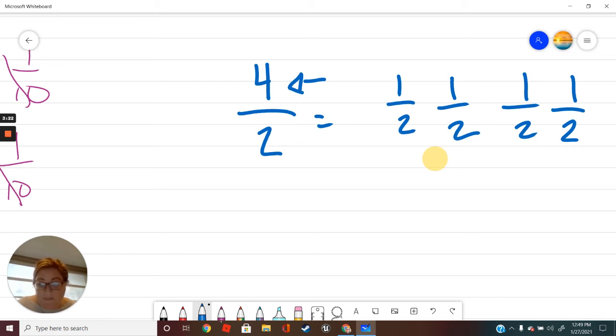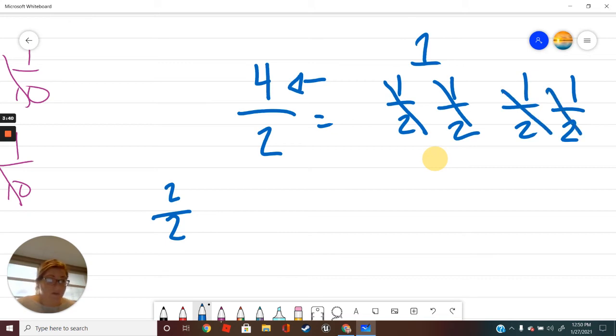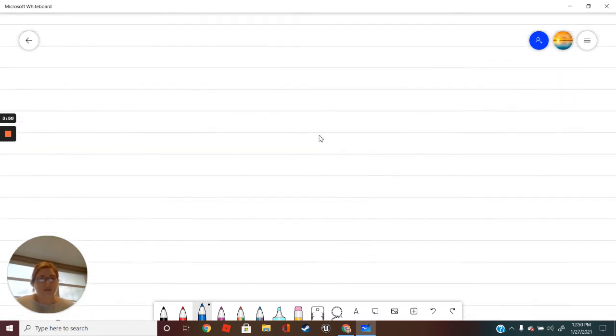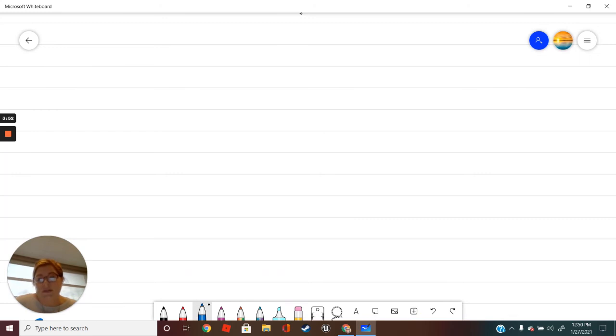Well, what over 2 gives us one whole? Well, 2 over 2. So how many 2 over 2's can I get? Because this right here equals one whole, right? Because 1, 2, and that makes 2 over 2. And this right here also makes another whole. So 4 over 2 is actually equal to what? 2 wholes.